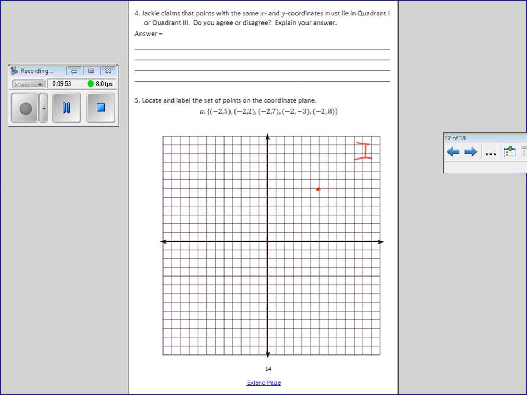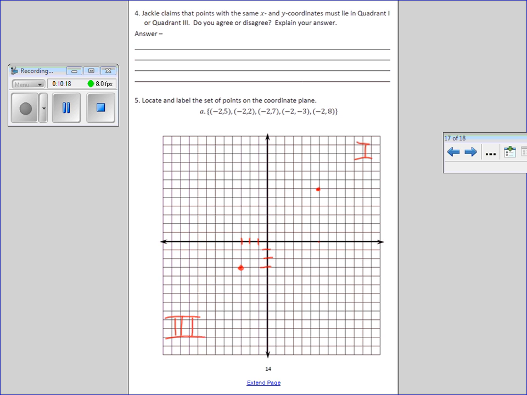Give me another integer. Give me a negative integer. Negative 3, we're going to make the x and the y the same. Neg 3, neg 3. 1, 2, 3. 1, 2, 3. What quadrant am I in? Sam? 3. So far, I'm in 1 or 3.